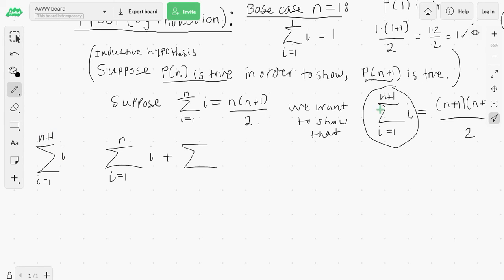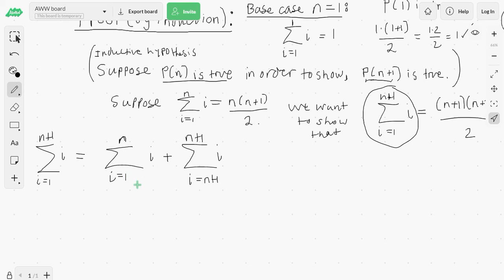This sum right here that we've circled is equal to the sum from i equals 1 to n plus the sum from i equals n plus 1 to n plus 1 of i. So we're splitting it up into two pieces.